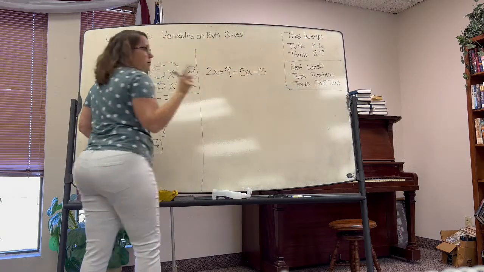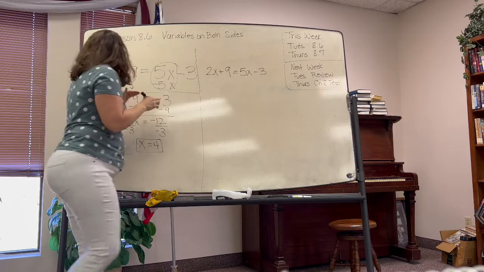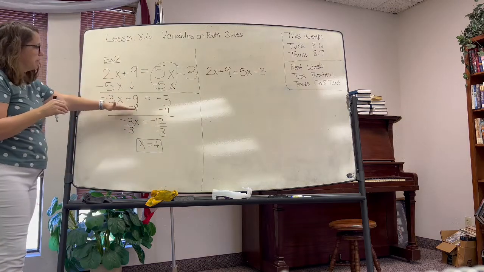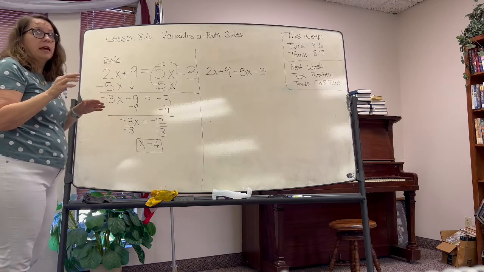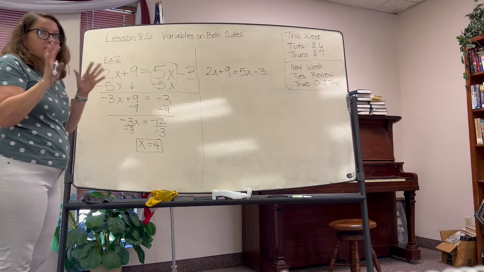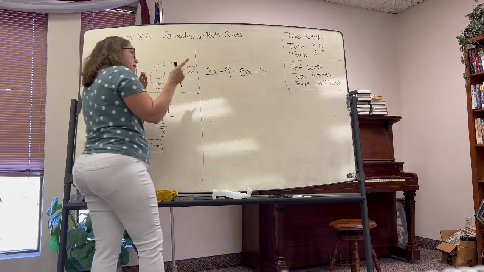Okay, I'm going to show you a couple of ways. So this is the first way. Instead of doing this minus 5x and this minus 9 as two separate steps, I'm going to put it all into one step. So if you're not good at this or this confuses you, don't do it this way. But for those of you who do it a little bit faster, you might want to do it this way.